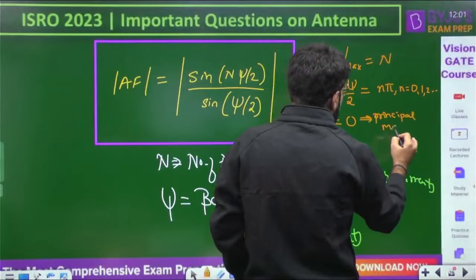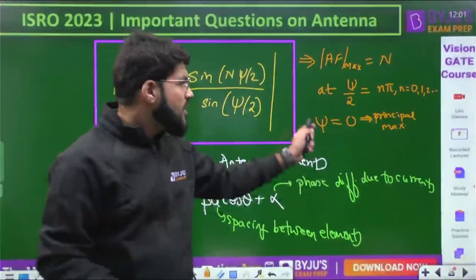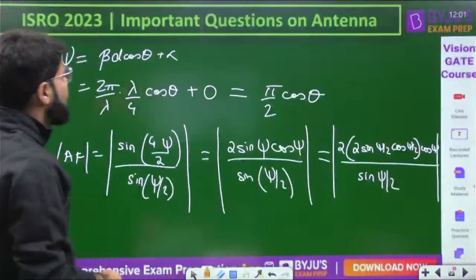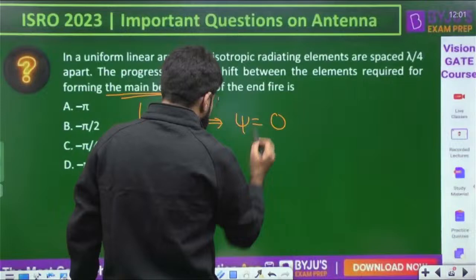Whenever any question is concerned with forming maxima or main beam, we can take the value of xi equal to 0. Since the maxima is what we need, we will work out with xi equal to 0.